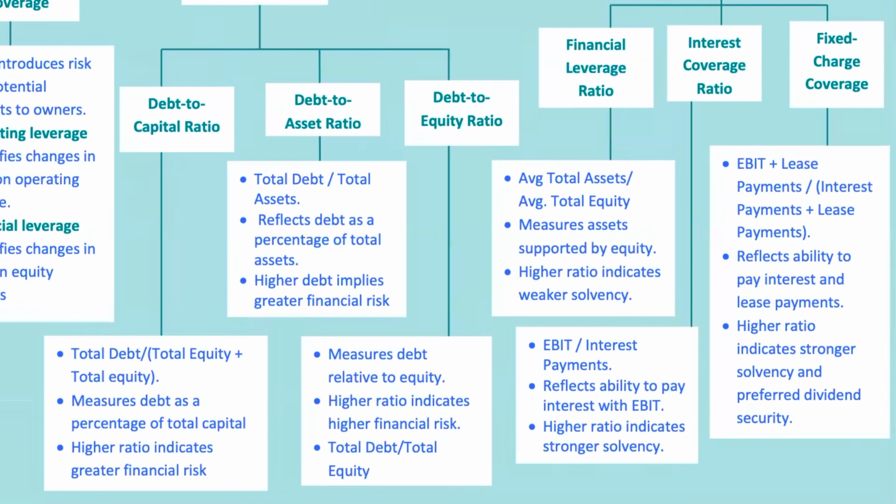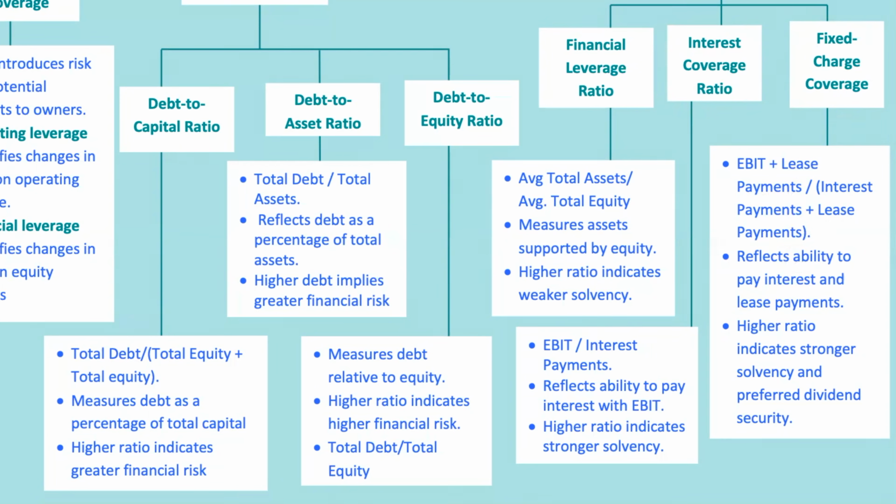Then there's the fixed charge coverage ratio. This one is similar to the interest coverage ratio, but includes lease payments in both the numerator and the denominator. It provides a more comprehensive view of a company's ability to meet its fixed financial obligations.